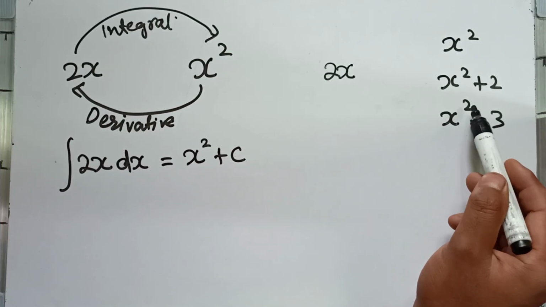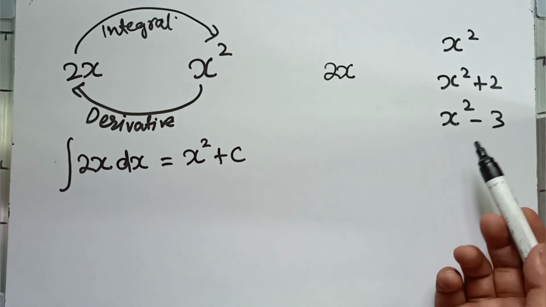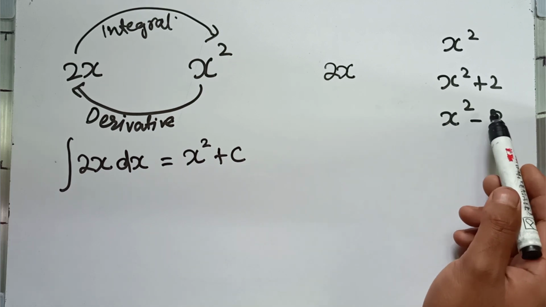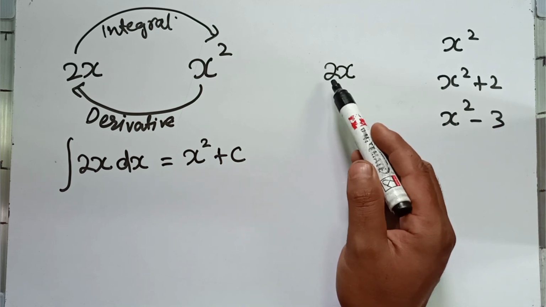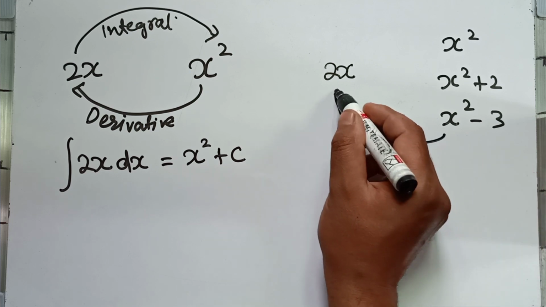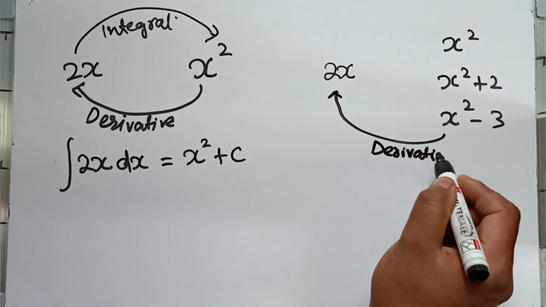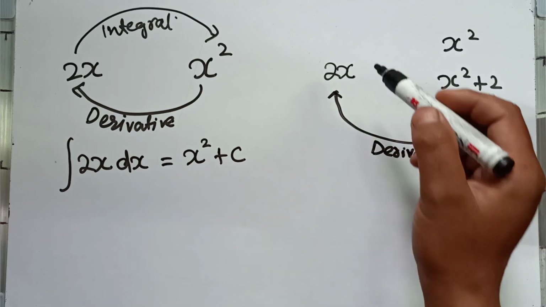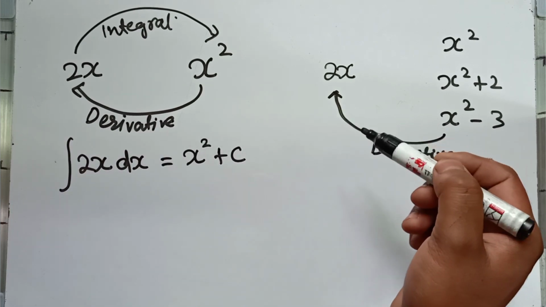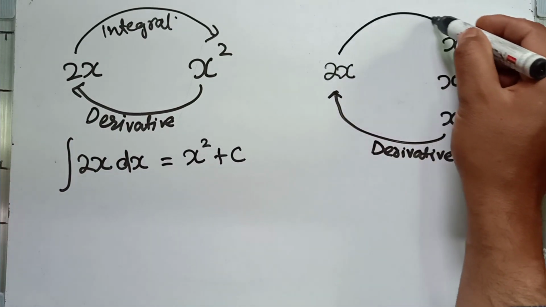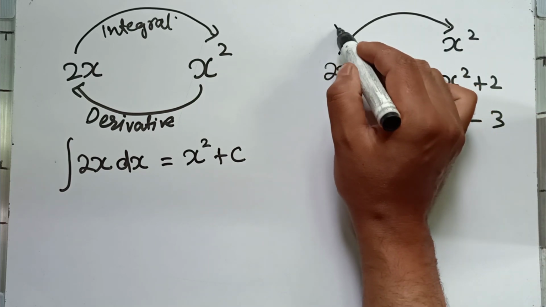Similarly, here the derivative of x squared is 2x, and the derivative of this minus 3, that is a constant, is also 0. So the derivative of all these three functions is 2x. So these have the same derivative. Now as we have seen, integration is the reverse process of differentiation. So these are all the integrals of this 2x.